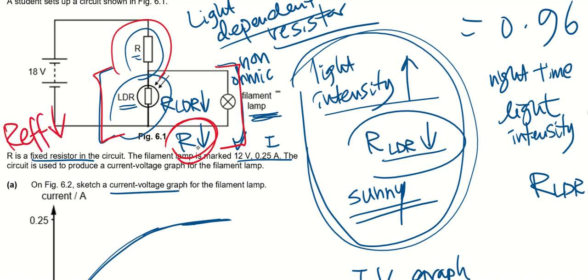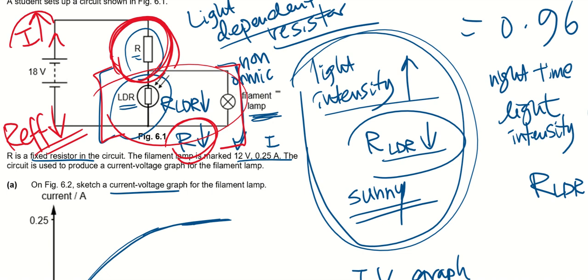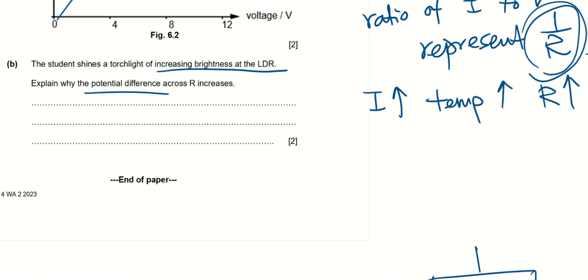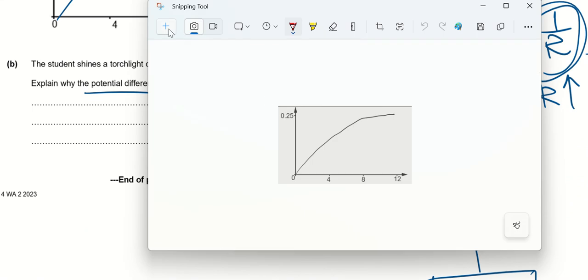Because now you are adding a smaller resistance here to the fixed resistor, so the effective resistance will decrease. And what does it mean? It means the current that comes out will increase. If the current that comes out increases, for this resistor there is no change, but I have more current, it means the voltage across here will increase. Okay, so this is the explanation. Let me show you the answer.